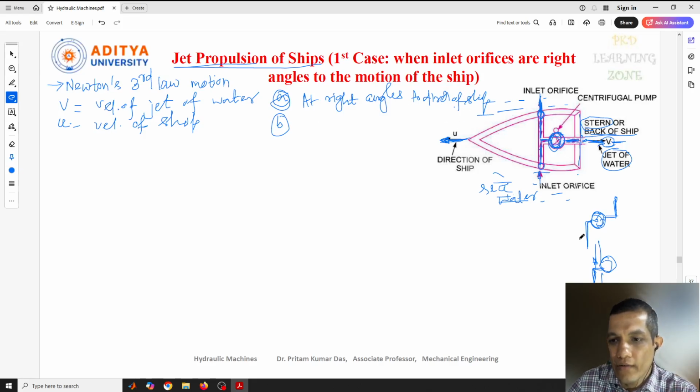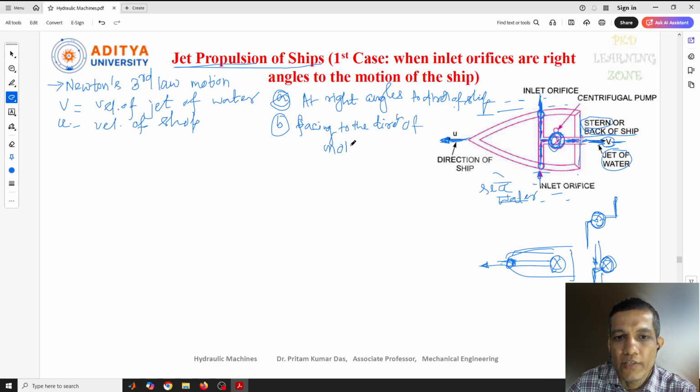Another condition will be like this. This is the pump, suppose. Now the pump is there, and the direction will be in this direction, and our orifice also will be at this position. So the orifice will be in the same position. Whichever direction the ship is moving, in the same direction the orifice will be there. So the orifice is facing the direction of motion of the ship. So this is our second condition.